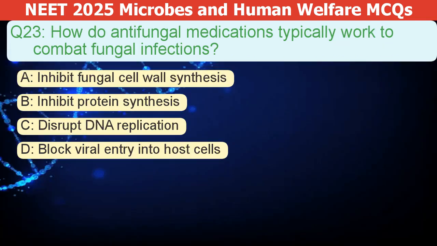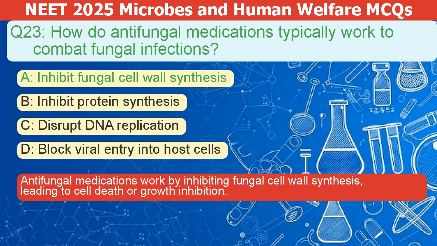How do antifungal medications typically work to combat fungal infections? A. Inhibit fungal cell wall synthesis. B. Inhibit protein synthesis. C. Disrupt DNA replication. D. Block viral entry into host cells. The correct answer is A. Antifungal medications work by inhibiting fungal cell wall synthesis, leading to cell death or growth inhibition.